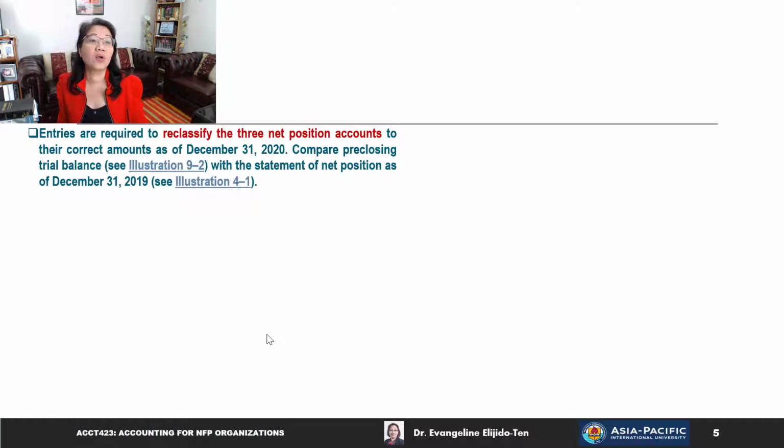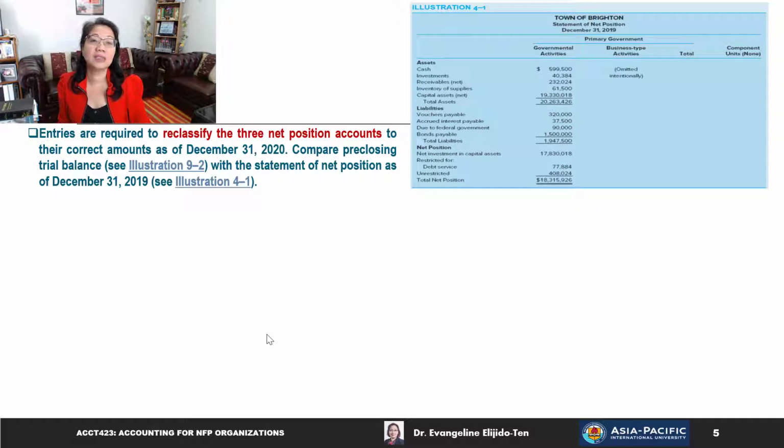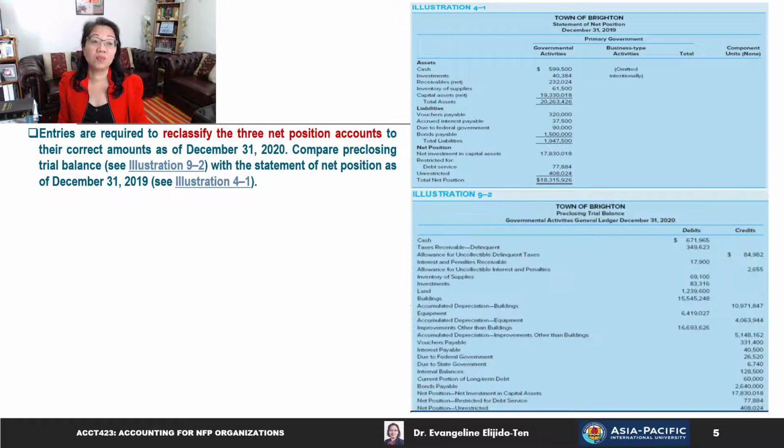Now the entries are required to reclassify the three net position accounts to their correct amounts. All right, so if we compare the pre-closing trial balance as well as the statement of net position as of December 31st, 2019. The statement of net position in the previous year is shown in illustration 4-1 of your textbook. The illustration 9-2 is the pre-closing trial balance that we just have seen.